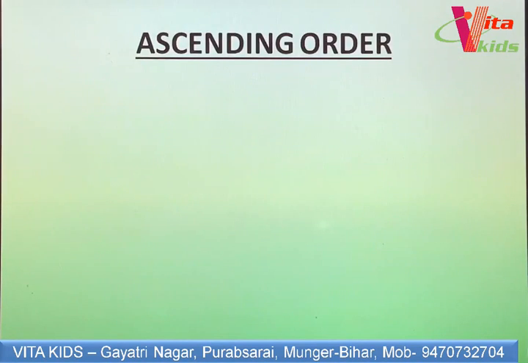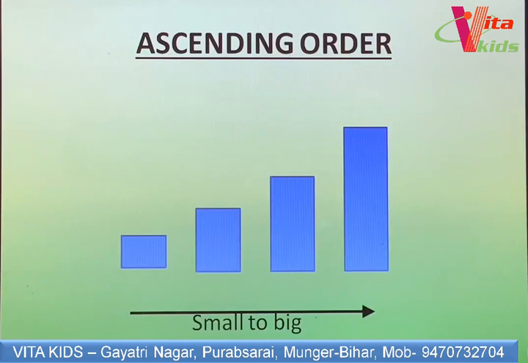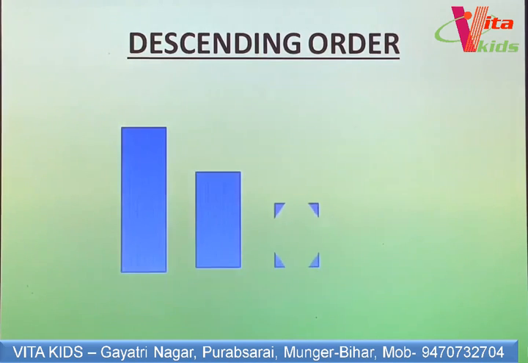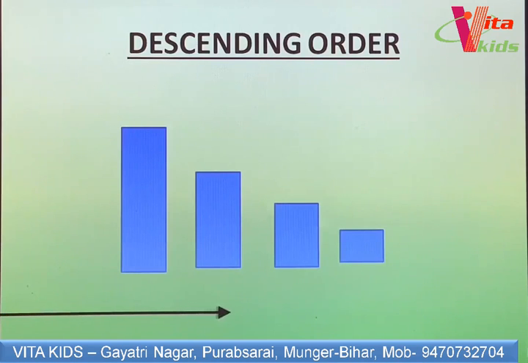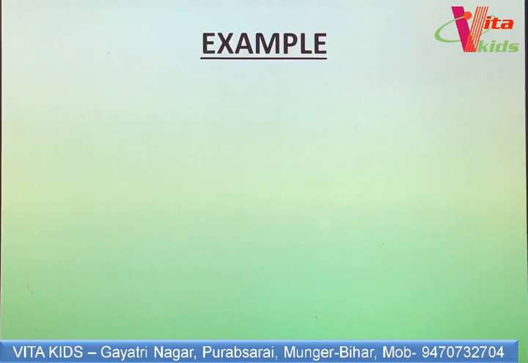Ascending order. Ascending order is moving from a smaller number or a smaller thing to a bigger thing. So to remember, when we have to write in ascending order, we move from small to big. Then descending order. Descending order is moving from big to small. So when we move from left to right, it is moving from big to small. Now how will we implement this with our numbers?